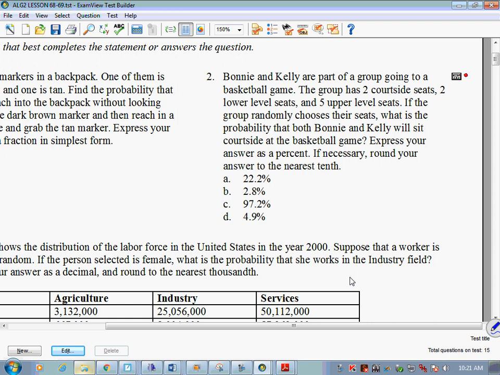So we want a courtside seat. How many of those are there? 2. So my desired number is 2. How many seats are there? 9. Let's assume that's Bonnie's probability of getting a courtside seat, 2 out of 9. But once Bonnie gets that seat, what's the probability of Kelly getting the other courtside seat? 1 over 8. So we're going to get 2 over what, 72? What is that? 2 over 72. Somebody give that to me as a decimal.